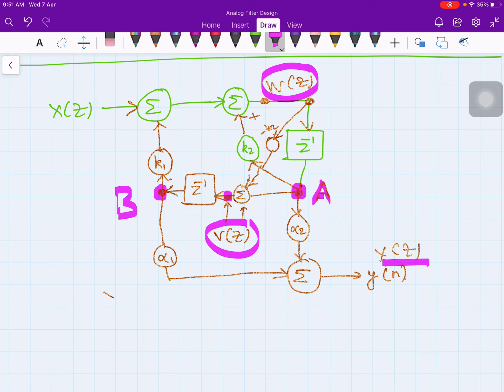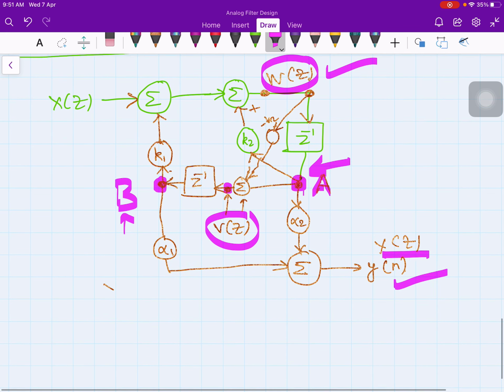If I know this point, then I will be able to know the signal at point b. Similarly, if I know w of z, then I can tell you what is the signal at point a. So we need to first write down w of z and v of z, and from that w of z and v of z, we will be able to write down the y of z. Once you know w of z and v of z, then you can express the output in terms of w of z and v of z.